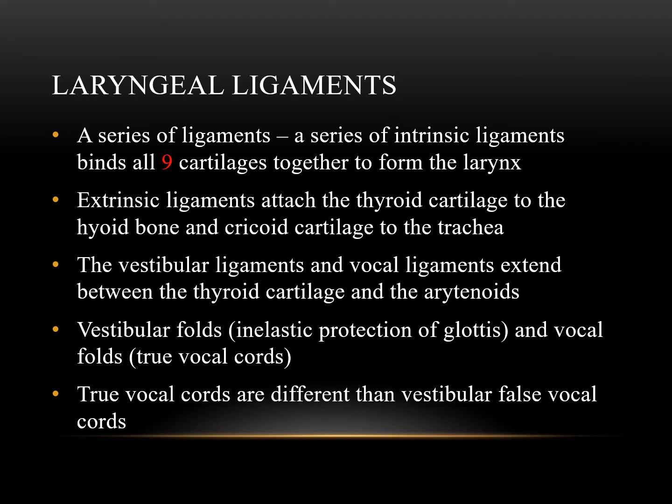Laryngeal ligaments. A series of intrinsic ligaments binds all 9 cartilages together to form the larynx. Extrinsic ligaments attach the thyroid cartilage to the hyoid bone and the cricoid cartilage to the trachea. The vestibular ligaments and vocal ligaments extend between the thyroid cartilage and the arytenoids. Vestibular folds, known as false vocal cords, are inelastic and protect the glottis and vocal cords. The vocal folds are the true vocal cords, which are different from the vestibular false vocal cords.